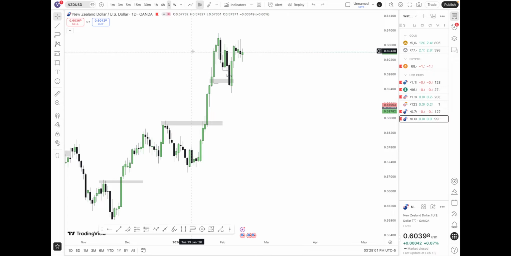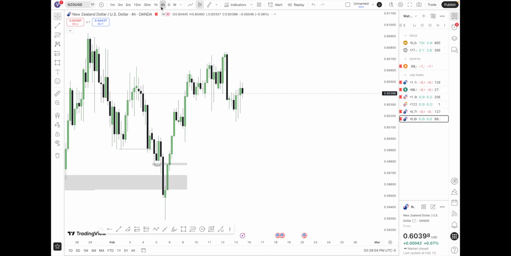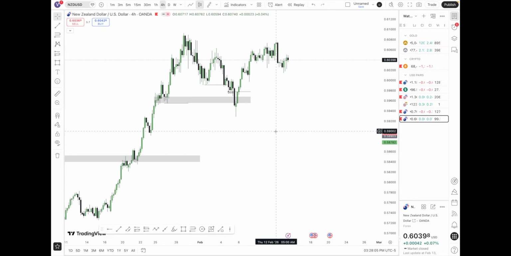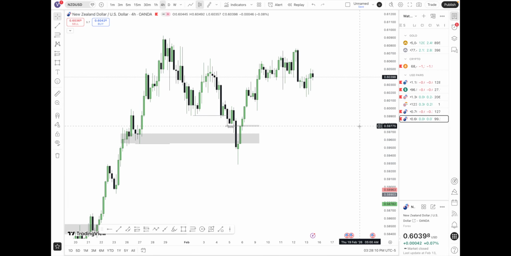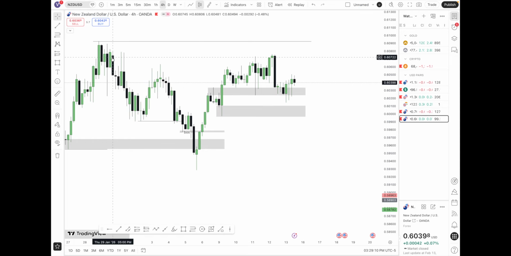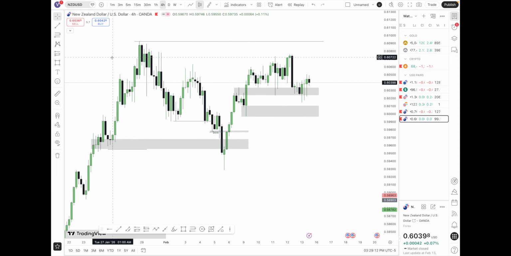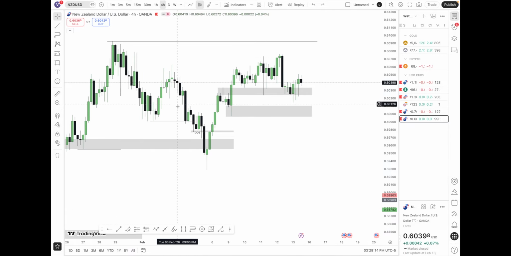NZDUSD. NZDUSD is bullish in the daily time frame, and it is continuing its direction towards the upside. NZDUSD in the 4 hour time frame is looking bullish, and to continue its trend towards the upside, which is buy side.